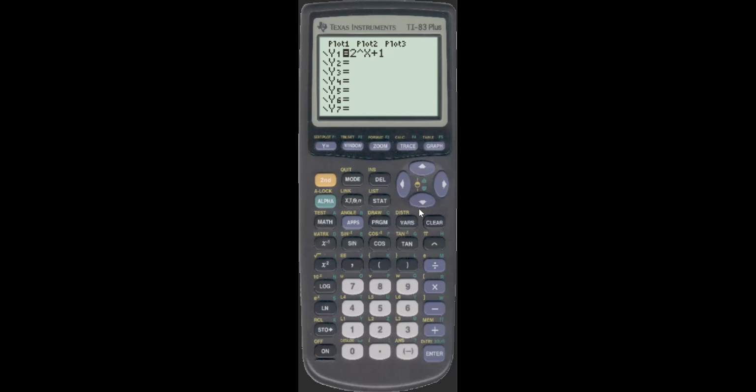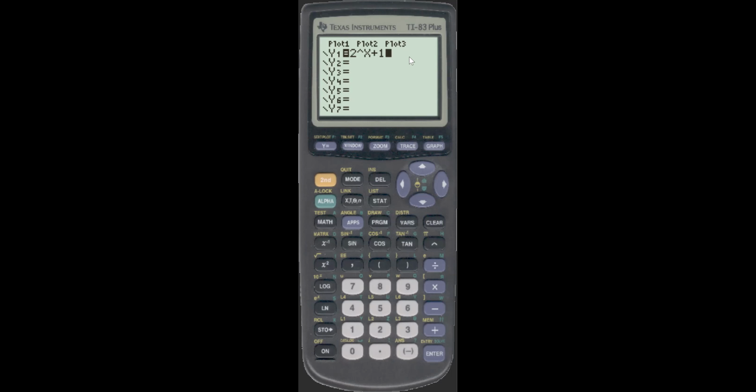Where was the x at? Can you do it again? Right here where the cursor is. Can you see that? Okay. So I put the 2 and then I put the caret, right? Yeah, it puts in the to the power. Is that okay? Oh, that's good. See, your calculator has got more capabilities than mine, and that's fine.